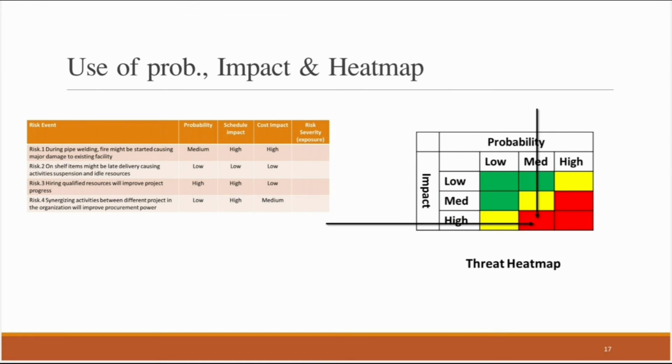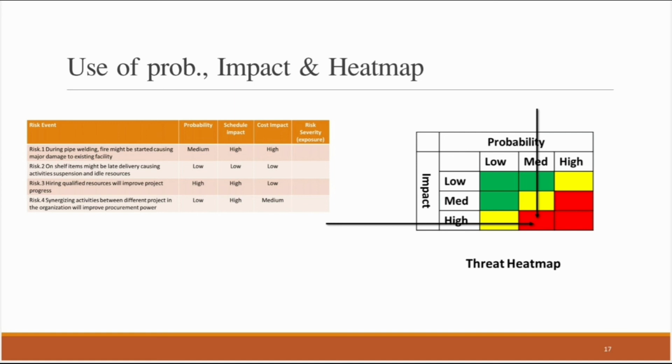How are we going to use the heat map? Now we still have risk number one, which is that during the pipe welding a fire might be started, causing major damage to the existing facility. It has a medium probability, and it has a high impact for both the schedule and the cost.